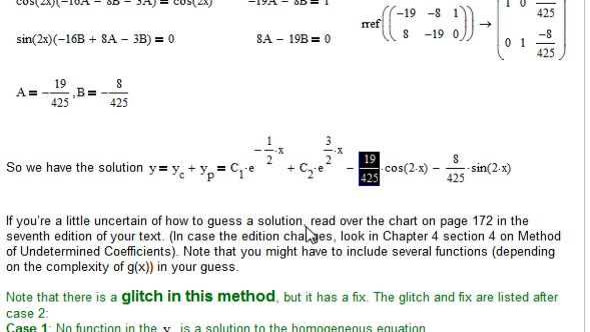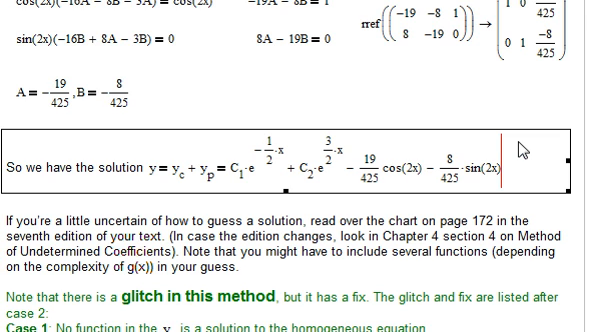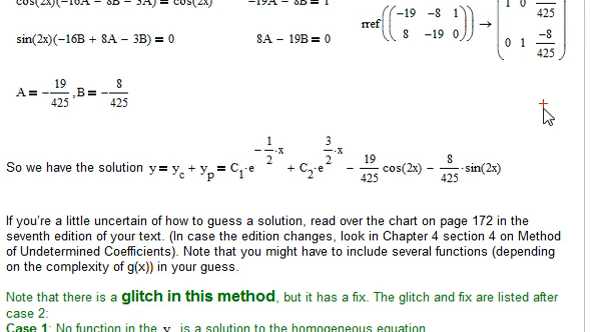If we're a little uncertain, there's a chart on page 172, but you could look it up on the internet to find possible solutions for undetermined coefficients problems. These are the ones that are kind of simple, but undetermined coefficients works for even worse problems than we're seeing, for what it's worth.